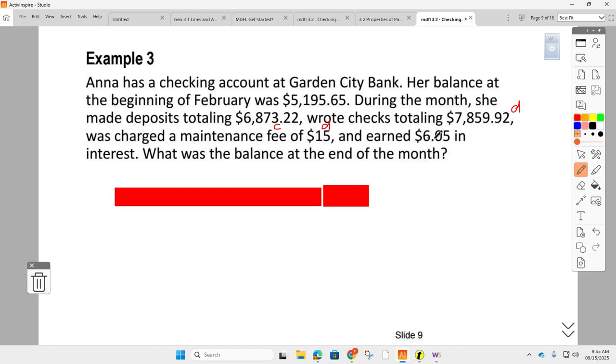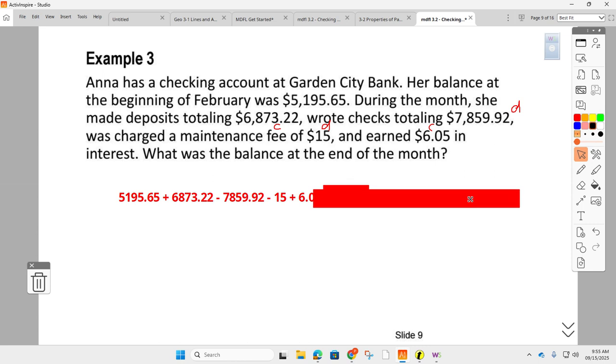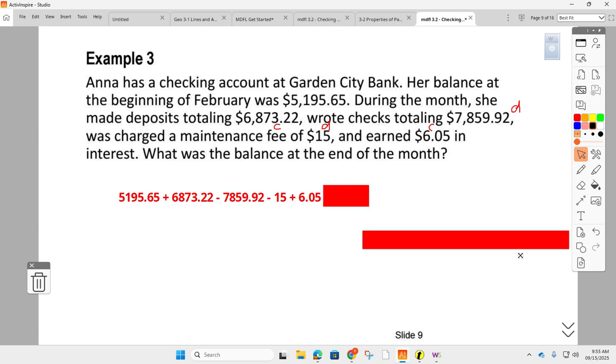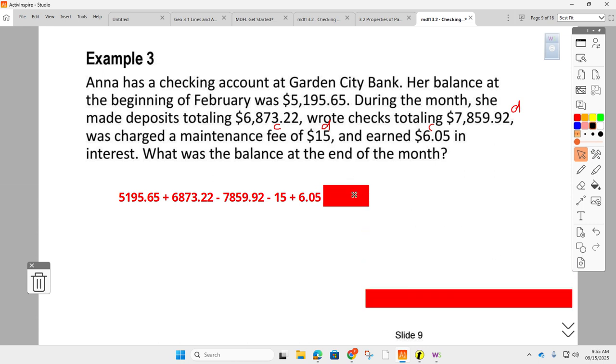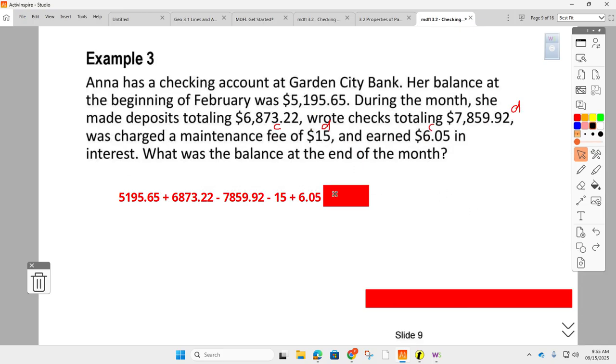Right. So add the credit, subtract the debit. Start with your beginning balance, add your deposit, subtract the total amount of checks you wrote, subtract the maintenance fee, add the interest you earned. And at the end of the month, Anna would have $4,200 in her bank account.